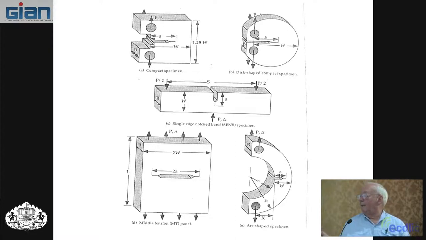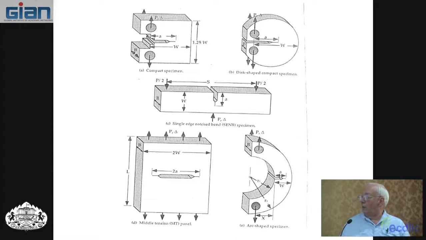Then the arc-shaped specimen, the Army was interested in fracture toughness for big guns, like cannon guns. Because when a cannon wall blows up, which could happen, it's a fracture mechanics event, it's not good for the people who are using that gun. And so they tested fracture toughness on cannon walls, and they didn't want to make a rectangular form, and so they just cut a hunk of cannon wall out and put a crack in it.